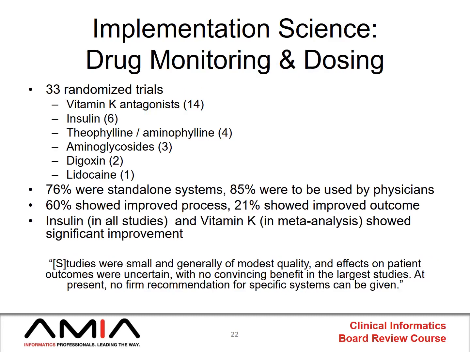The next topic was drug monitoring and dosing. Again, the conclusion from this was that studies were small and generally of modest quality, and the effects on patient outcomes were uncertain, with no convincing benefit in even the largest studies. At present, no firm recommendation for specific systems can be given.